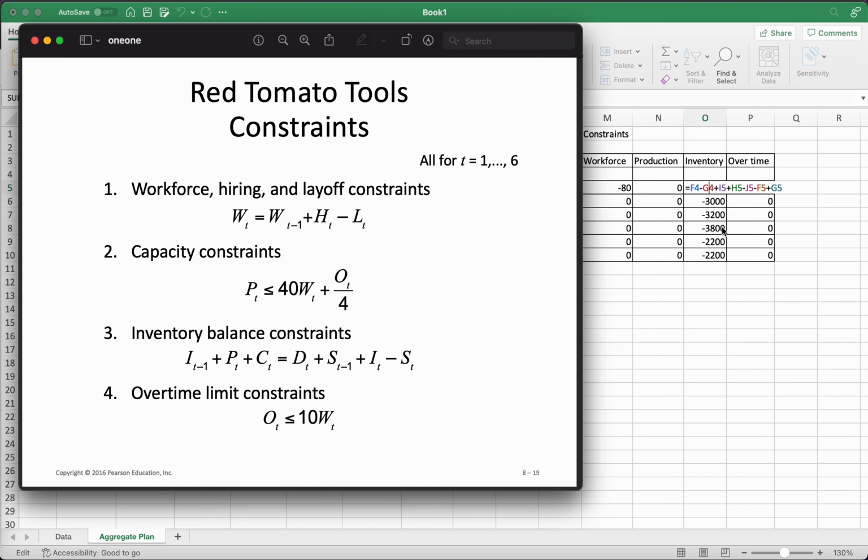So all of this should be equal to 0. So when we put this constraint in the solver, we'll say that all of these numbers should be equal to 0, because that's precisely what you have in this constraint.